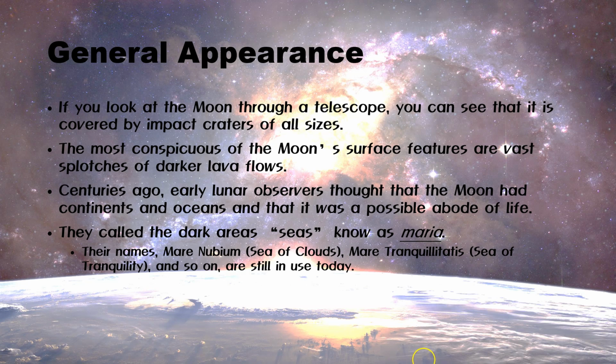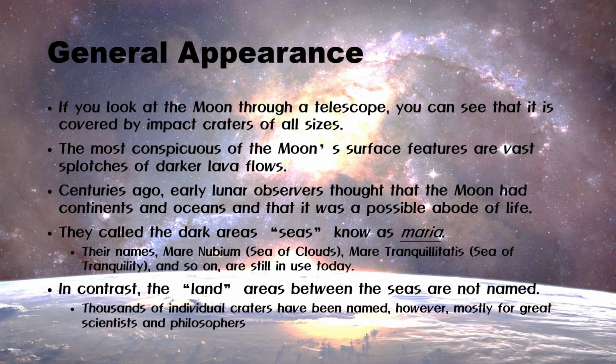The names Mare Nubium, which is the Sea of Clouds, Mare Tranquillitatis, which is the Sea of Tranquility, and so on are still in use today. In contrast, the land areas between the seas are not named. Thousands of individual craters have been named, however, mostly for great scientists and philosophers.